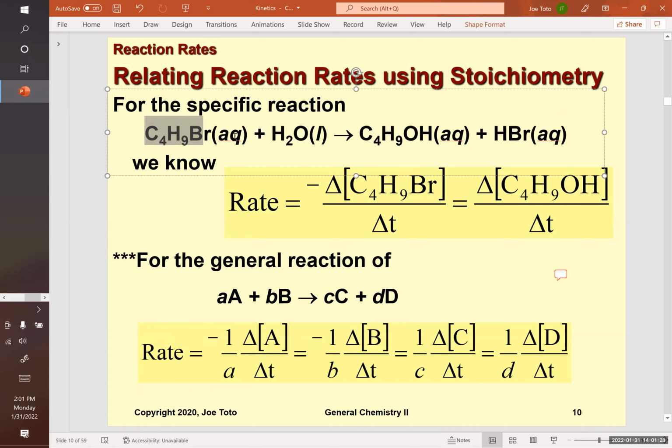Here we have that reaction again. Take a look at this reaction. We define our rate using the definition of rate for a chemical reaction as equal to minus the change in the concentration of a reactant, in this case C4H9Br, over the change in time. And that is related to the rate of production of a product.